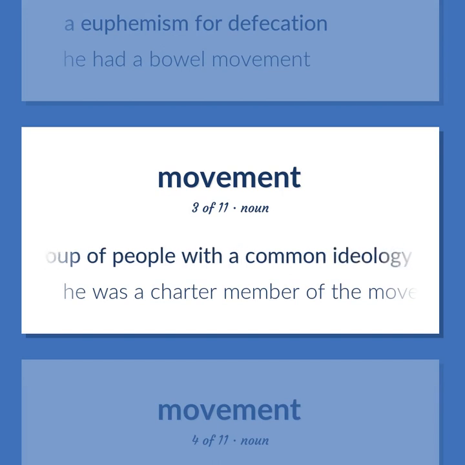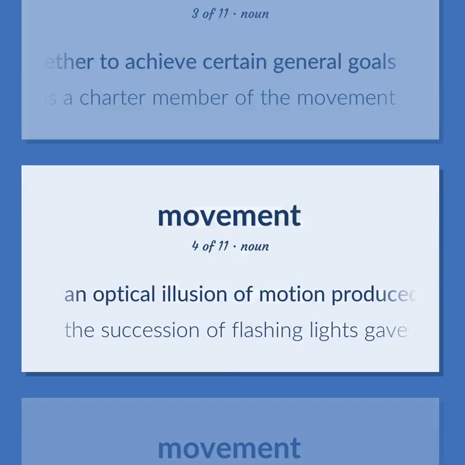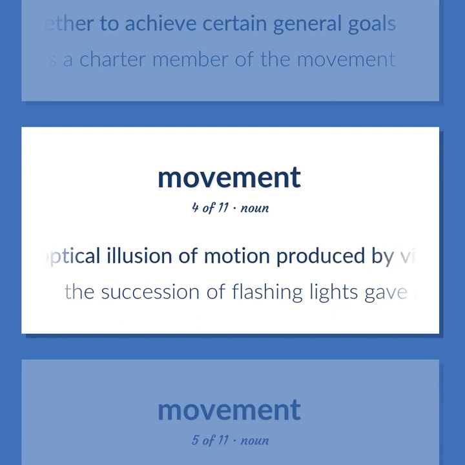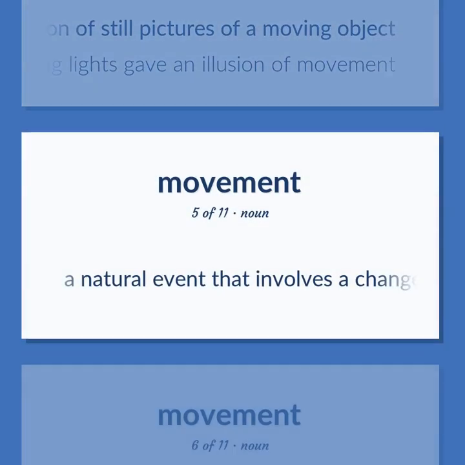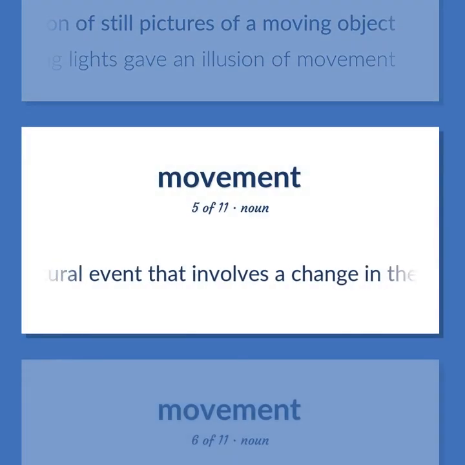A group of people with a common ideology who try together to achieve certain general goals. He was a charter member of the movement. An optical illusion of motion produced by viewing a rapid succession of still pictures of a moving object. The succession of flashing lights gave an illusion of movement. A natural event that involves a change in the position or location of something.